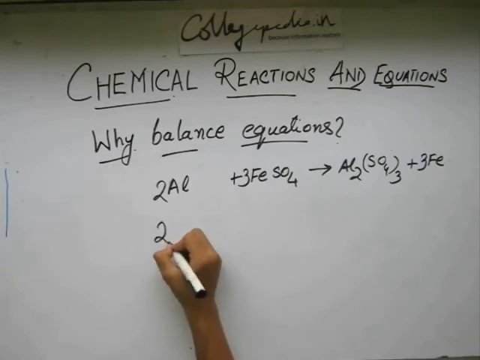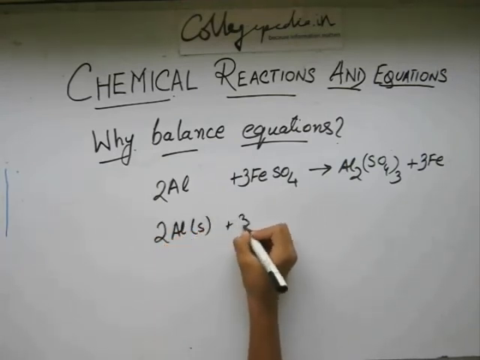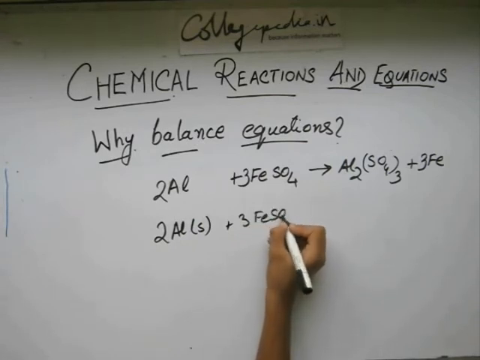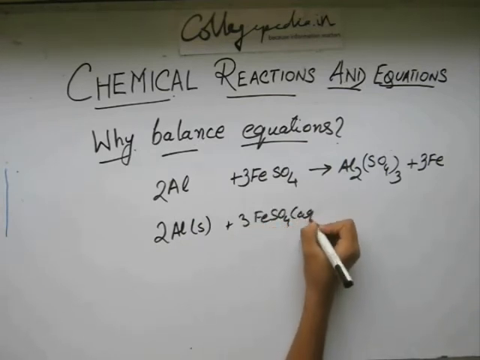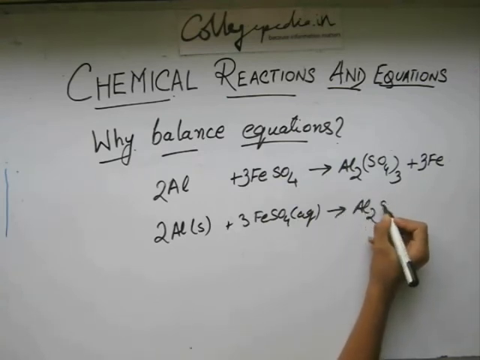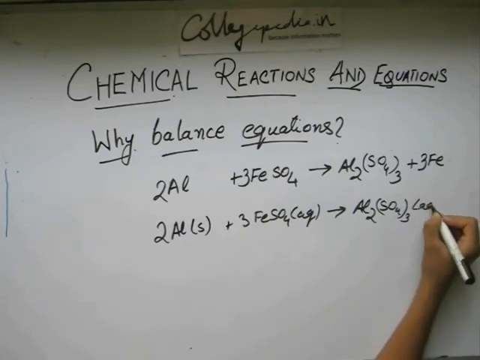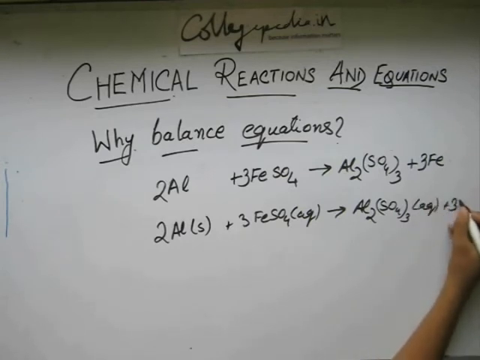So the final reaction will be 2Al solid plus 3 FeSO4 aqueous gives Al2SO4 whole thrice aqueous plus 3 Fe solid.